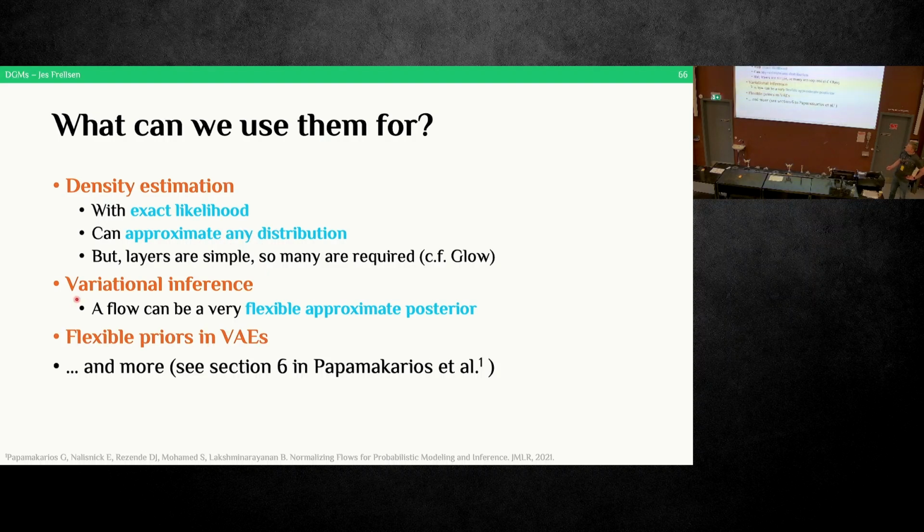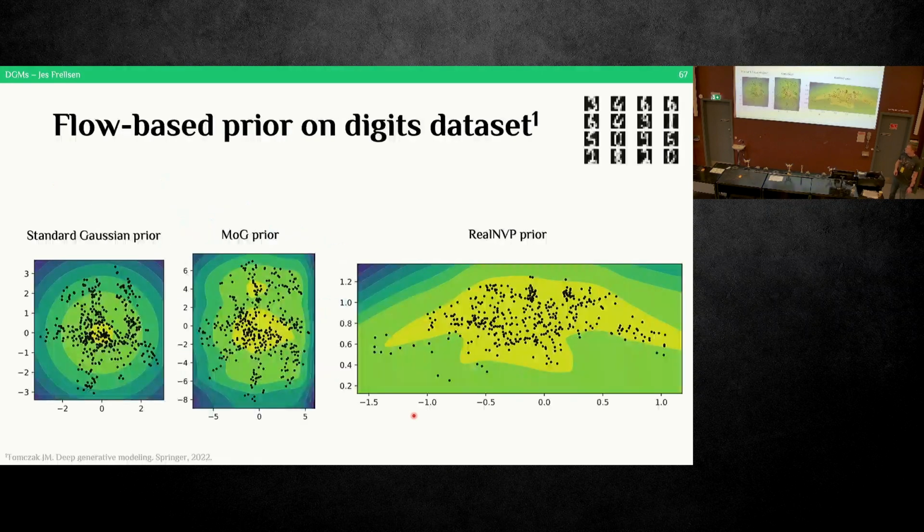We can also use them for variational inference. So if you want a more flexible approximate posterior, then we can use a flow as the variational posterior. We can use it in a VAE, but we can also use it for any of the Bayesian models you looked at so far. And we can also use them as flexible priors for VAEs. I'm going to show you an example on the next slide. And use them for many more. There's a whole section in the paper I mentioned in the beginning that describes how we can use flows.